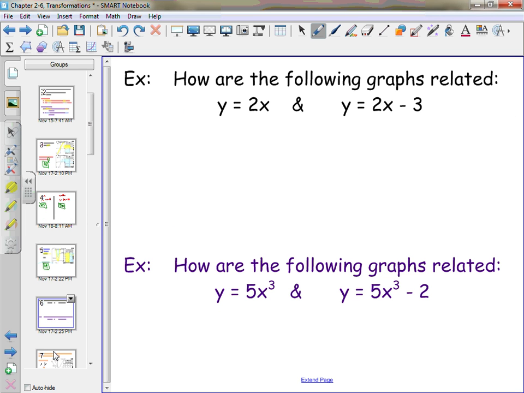Excellent. Now, how are the following graphs related? Y equals 2x and Y equals 2x minus 3. They're exactly the same line. They all go down 3? But the 2x minus 3 is translated down 3 units. What about 5x cubed and 5x cubed minus 2? Same exact cubic function, right? But now it's being moved down 2 units. Do we understand that, yes or no? Are we good with up and down?